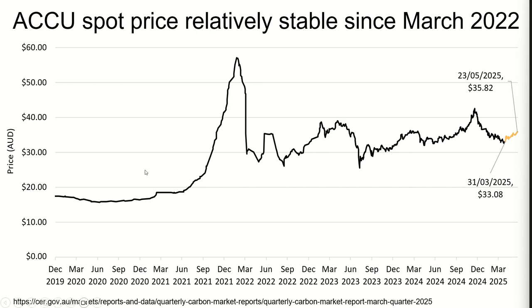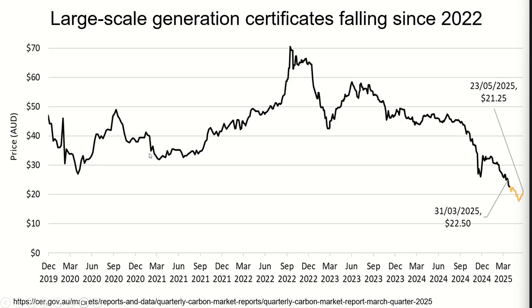So ACCU prices, like any market, have gone up and down over time. So you can see they spiked there in late 2021 and then they fell down after that. These are Australian prices, by the way, so they're between $30 and $40 a tonne. If you compare them with large-scale generation certificates, that is the price for solar energy, for example, that has actually been falling since about September 2022, perhaps due to oversupply. A lot of people got solar on their roofs and therefore there's greater supply. And like all markets, the price is dictated by supply and demand.